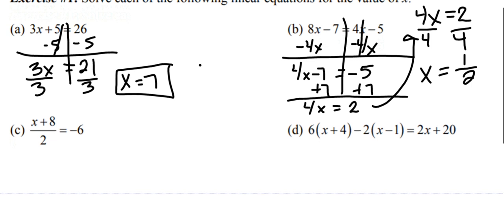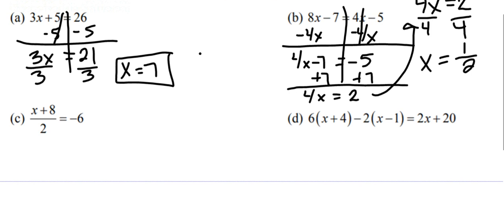Looking at C, it's a little bit different. Remember, when you have a division sign under everything, the first thing you have to do is get rid of what's underneath. So I'm going to draw my wall. I have x plus 8 divided by 2 equals negative 6. So it's the same thing as saying that x plus 8 is in parentheses. So I'm going to do the inverse operation of division, which is multiplication. So I'm going to multiply both sides by 2.